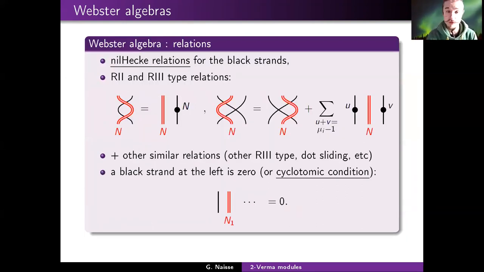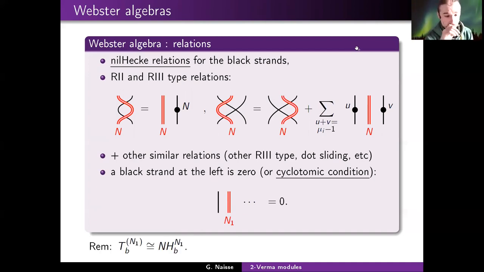Okay, and then you want to impose some relations on this algebra. So the first relations you impose are the nil-Hecke relations for the black strands, because you want to generalize the nil-Hecke algebra. And then you add some relations that tell you basically how the colored strands interact with the black strands. So for example, if you intertwine a black strand and a red strand, you can unknot it at the cost of adding a certain amount of dots, depending on the label of your red strand. And you have other similar relations that allow you to slide dots above a red strand and things like that. And finally, you impose also some kind of cyclotomic condition that says that whenever you have a black strand on the left, it is zero.